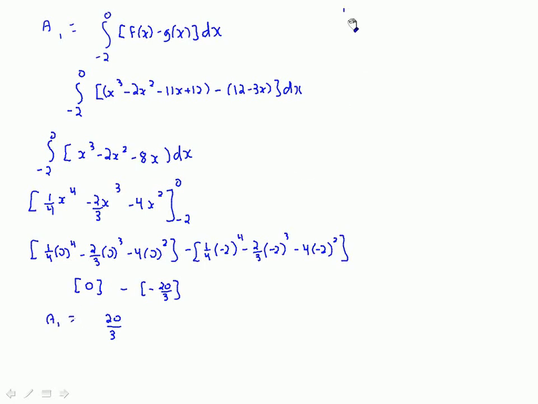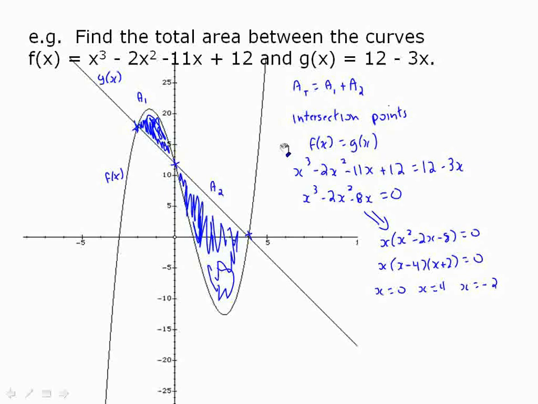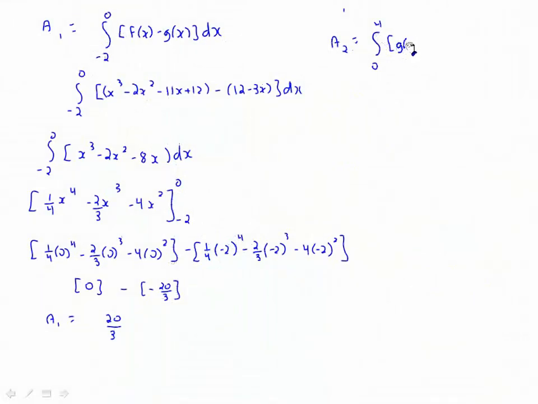Now A2 would simply be the definite integral from 0 to 4. And we would, in this setup, have to recognize that the g function is on top. So this becomes g at x minus f at x, and then dx. So A2 is equal to, from 0 to 4, 12 minus 3x minus your x cubed minus 2x squared minus 11x plus 12 dx, which is going to simplify to the same polynomial that we had for the previous one, except the signs are different.